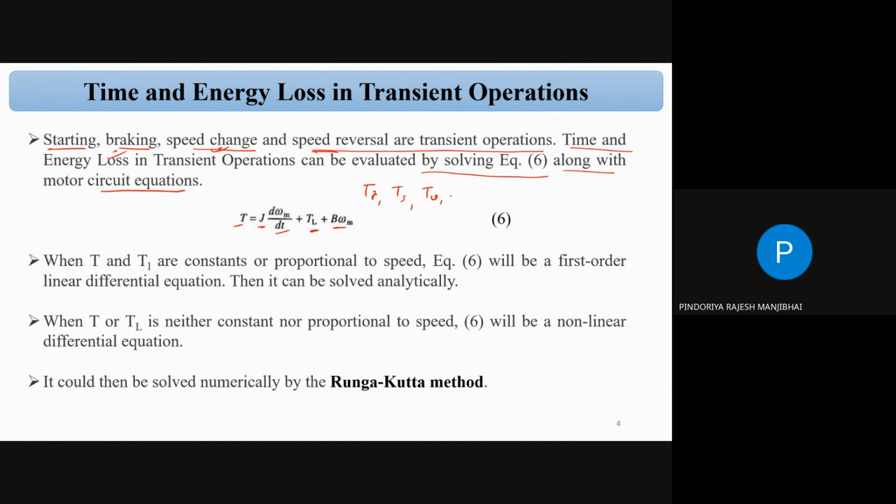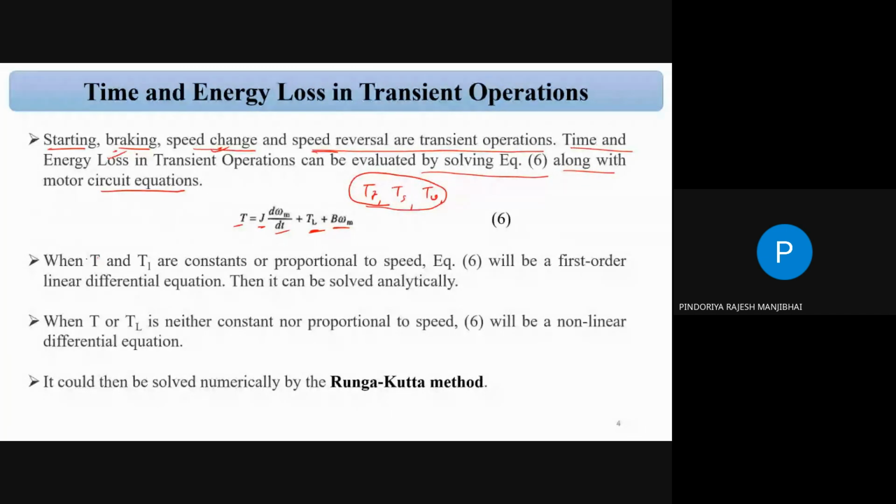viscous torque. We can neglect these, because the magnitude of this friction, static, and viscous torque is very small compared to the fundamental torque. Okay, so we can neglect this component from the fundamental torque equation, and then we can say our fundamental torque equation is equation number 6, that is, T equal to J d omega by dt plus TL plus B omega m. Okay, and that friction torque, static torque, viscous torque, we already discussed in the previous class.